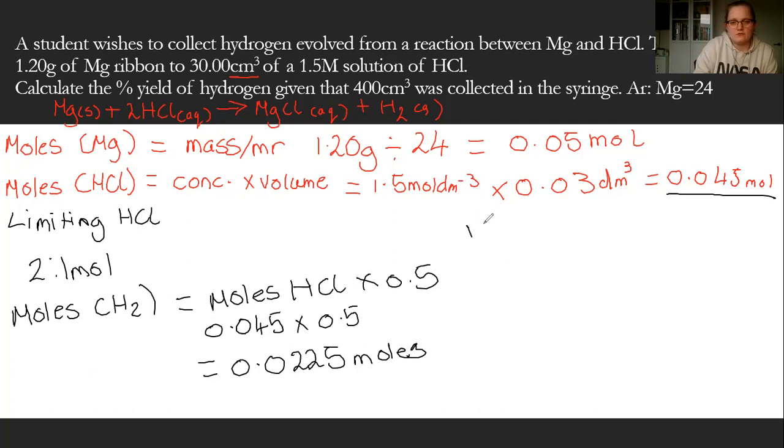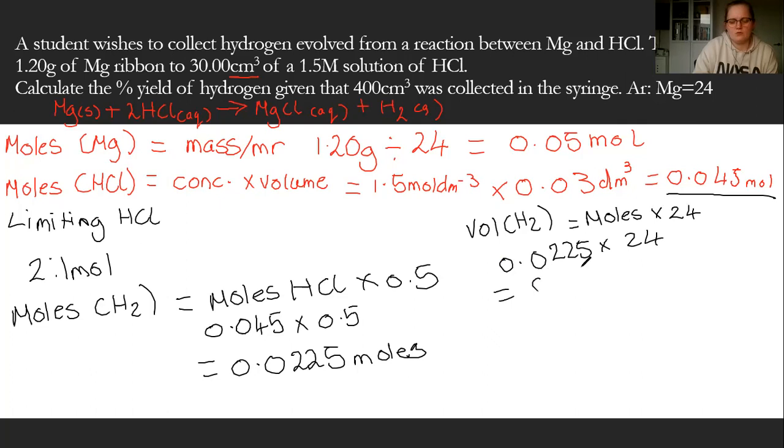So the volume of H2 that we're going to produce is our moles of H2 multiplied by 24, and that's obviously because that is our molar volume. So moles multiplied by 24, we're going to do 0.0225 multiplied by 24, and that will equal 0.54 decimeters cubed.